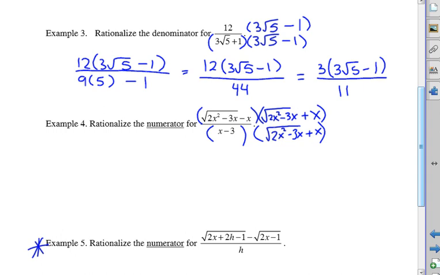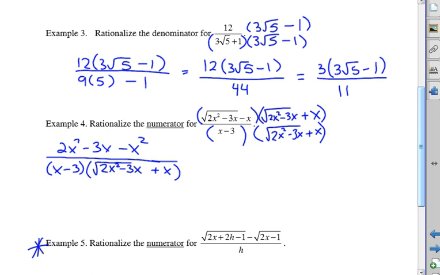Let's do some difference of squares here. Square root of 2x squared minus 3x times square root of 2x squared minus 3x is 2x squared minus 3x, and then negative x times positive x, negative x squared. Leave the bottom in factored form. Trust me, you're better off that way. Look how ugly this thing is. You think this is ugly? Wait till we get to the next one.